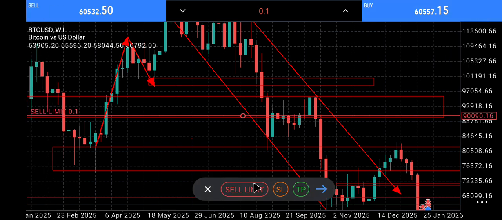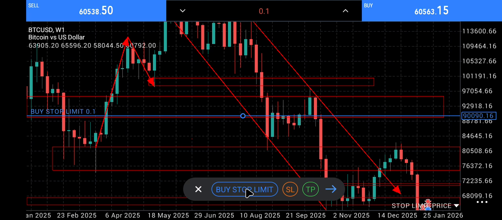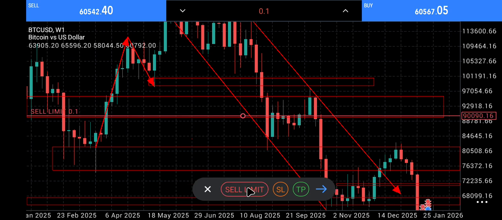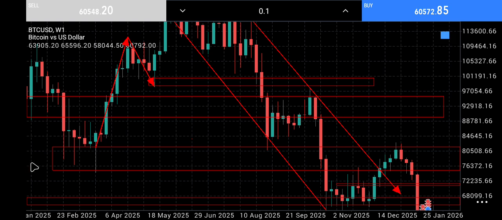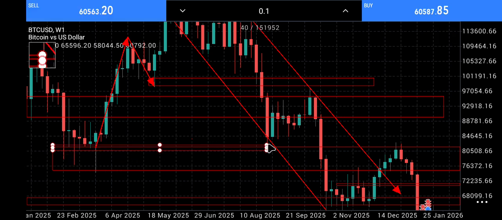So let me select my pending orders. Sell limit, buy stop, and buy stop limit are pending orders. So if I put a sell limit, let's say I was anticipating that because of this support area, guys, let me mark it, because of this support area that I'm drawing.